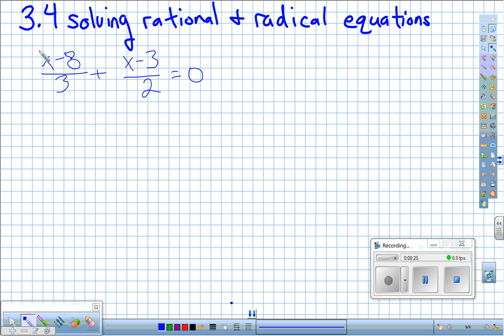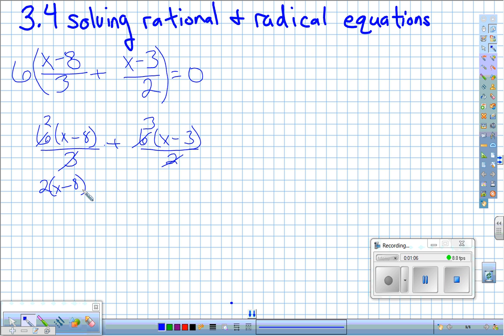We're going to multiply both sides by the least common denominator of the fractions. On this particular side, the least common denominator is 6. I can get that by just doing 2 times 3. And what I'm going to then do is take 6 times each thing. So I'll have 6 times (x minus 8) over 3 plus 6 times (x minus 3) over 2. I'm going to simplify as much as I can. So 3 goes into 6 2 times. 2 goes into 6 3 times.